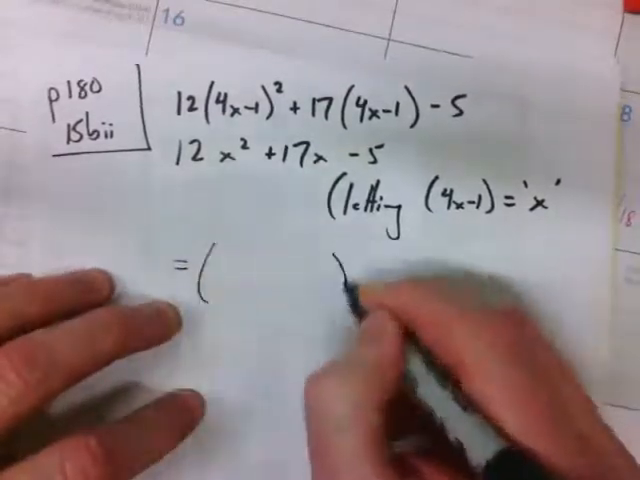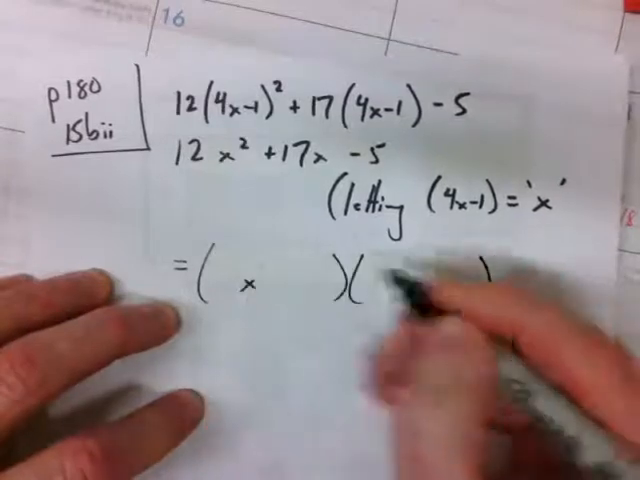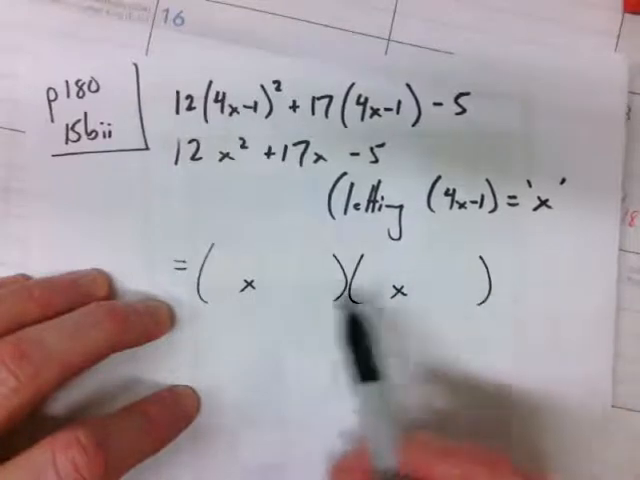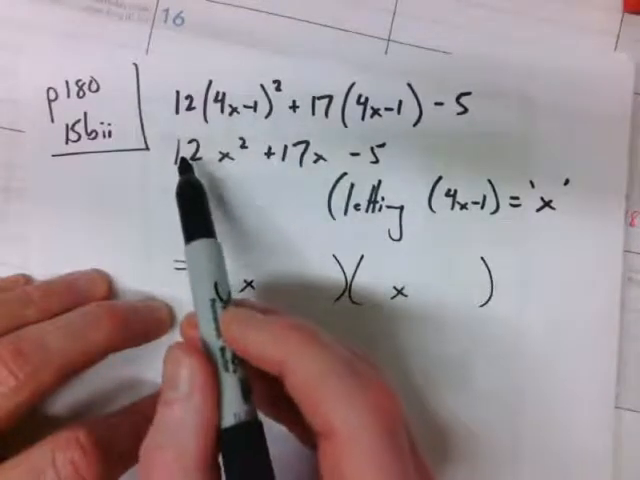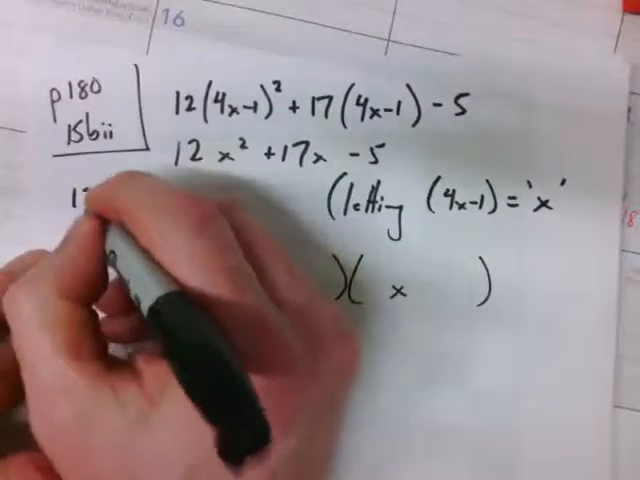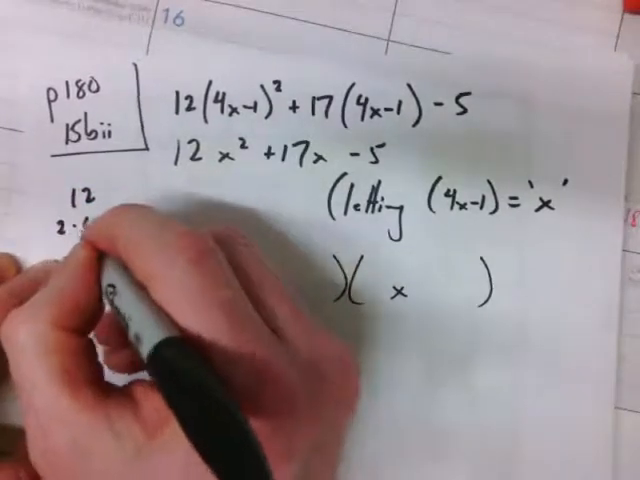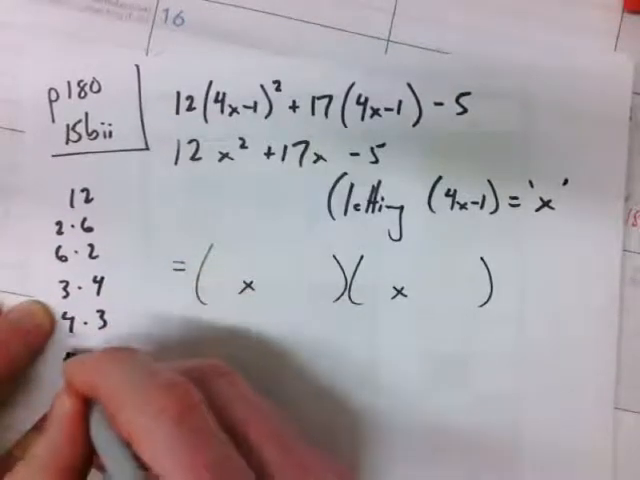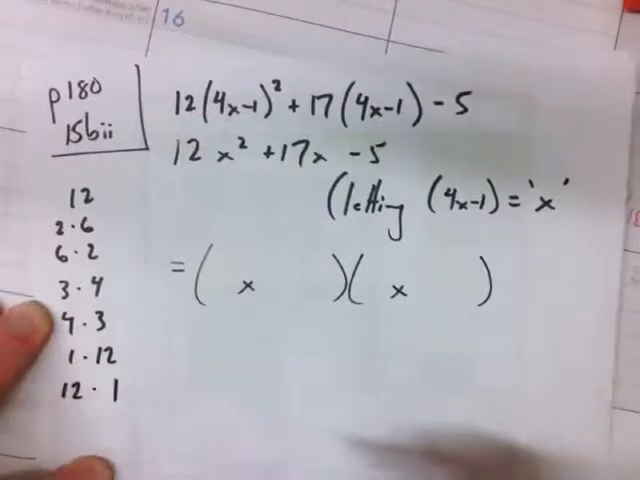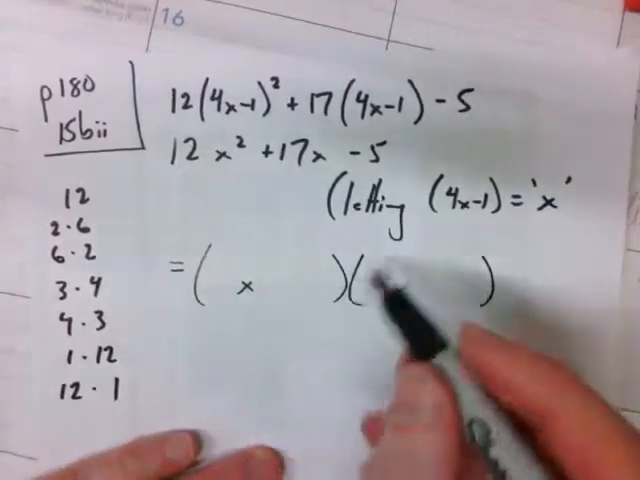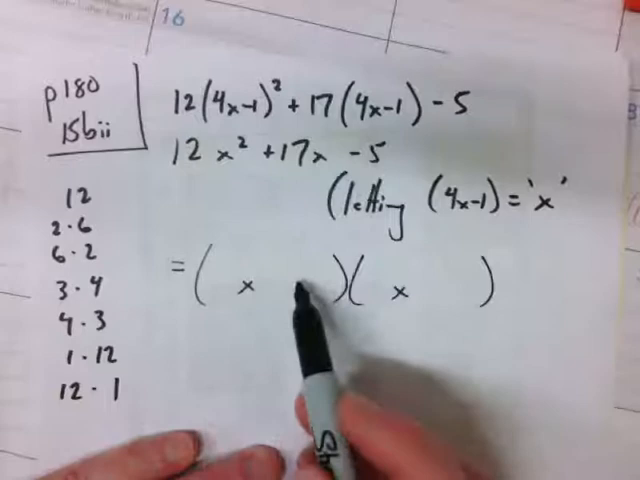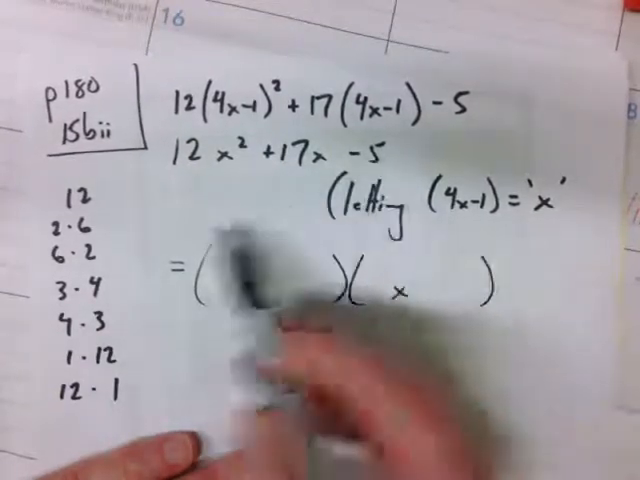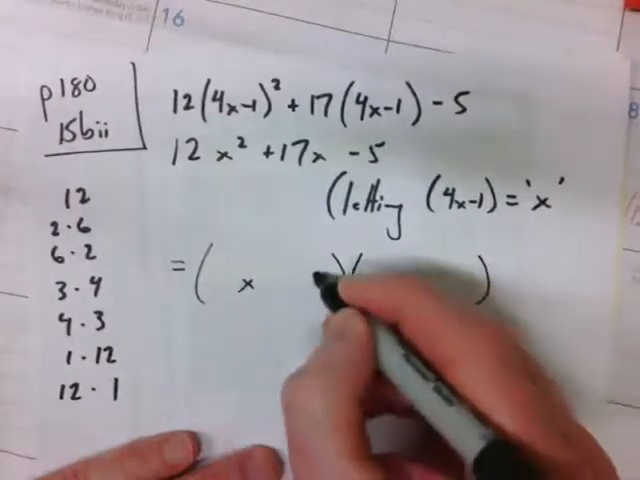So, set up our brackets. Now this one's a little trickier in that it's just going to be 5 and 1 for our factors here, 5 and 1 or 1 and 5. The 12, there's lots of options. With 12, you can have 2 times 6, 6 times 2, 3 times 4, 4 times 3, 1 times 12, 12 times 1. Lots of options. The signs are different here, since it's positive, negative, so they're going to be different here. But we're definitely going to have a 5 and a 1.